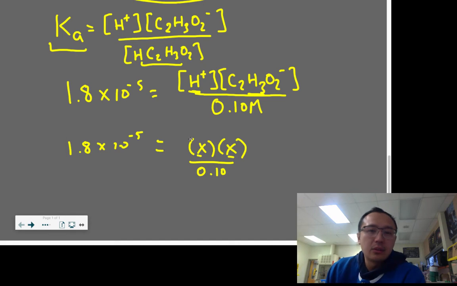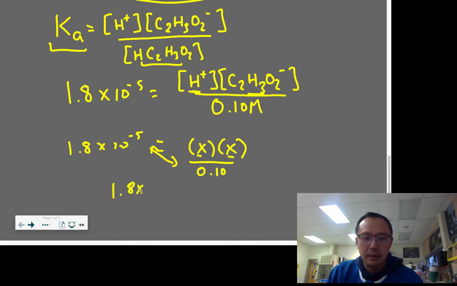So then this is just like a typical algebraic solve for the unknown calculation. So cross multiply this. I'm just going to bring up my calculator. So first, 1.8 times 10 to the negative 5 times 0.1 gives me an answer of 1.8 times 10 to the negative 6. Now x and x are going to be multiplied together to get x squared. And to solve for x, I'm going to take the square root of both sides.